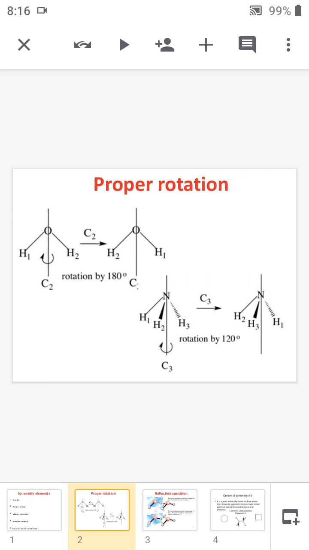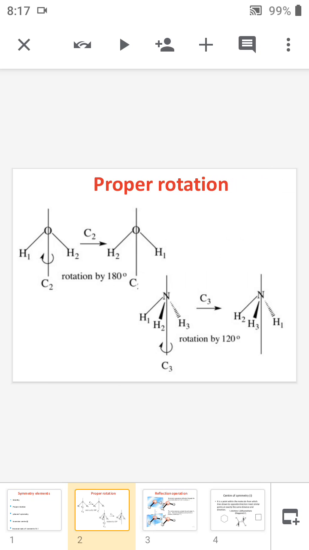For example, consider the water molecule, with molecular formula H2O. The central atom is oxygen, and the oxygen is connected to two hydrogen atoms. For identification, I have shown them here as H1 and H2. One of the axes passes through the oxygen atom, and it is represented as C2 because we are rotating 180 degrees through this axis. So n is equal to 360 divided by 180, which gives 2. If you rotate the molecule through the axis by 180 degrees, we get an indistinguishable configuration of the same molecule. We cannot distinguish the original object from this rotated configuration. That's why the water molecule has a C2 axis of symmetry.